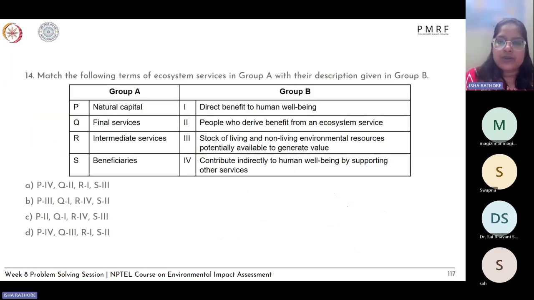Match the following terms of ecosystem services in Group A with their description given in Group B. So we have different terms from the ecosystem services module and their description in Group B.